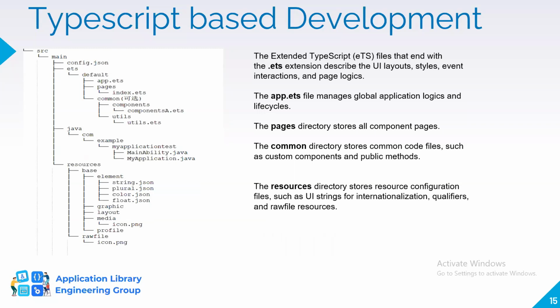So directly, let's jump into the directory structure of any ETS project. In HMOS, we call this particular programming ETS, which stands for Extended TypeScript. And these files end with the .ets extension, as you can see here. Within this file, we actually describe all the UI layout styles, events, and all the processing logic; everything is defined in a single file.